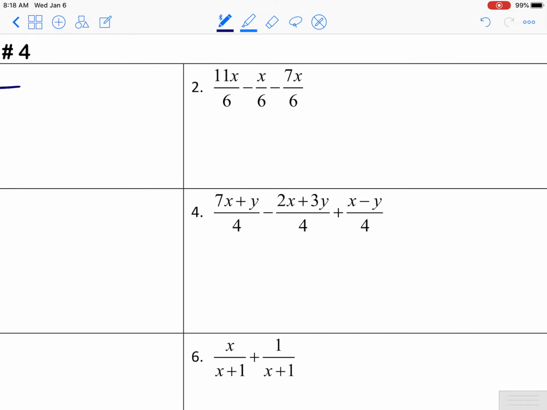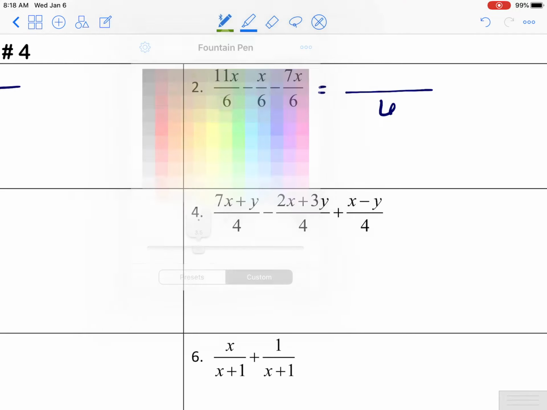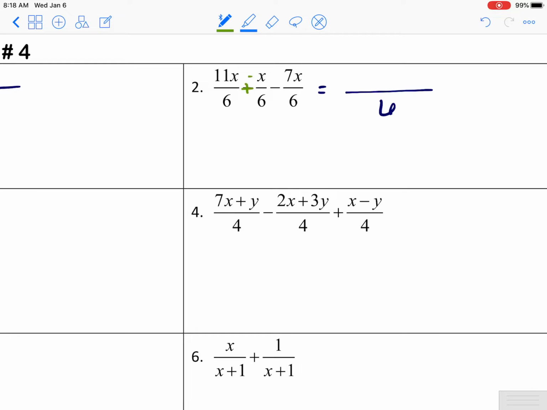All right, number 2. Carry over my common denominator. I'm going to go through and change all of my signs since I have an addition problem, or subtraction problem, sorry. So I got 11x minus 1x, which would be 10, minus 7, which would be 3x. Now I can reduce the 3 and the 6. So if I divide by 3, my final answer would be x over 2 for number 2.